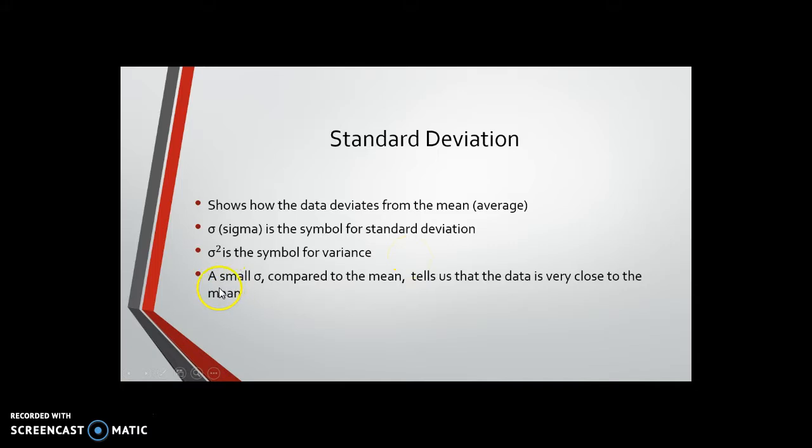And again, a small standard deviation compared to the mean tells us that the data is very close to the mean. And a large sigma, a large standard deviation compared to the mean, and I'm always comparing it to the mean, tells us the data is more spread out. All right, so that's what we're looking at. Again, how close, how compact is the data, or how spread out? That's what standard deviation is going to tell us.